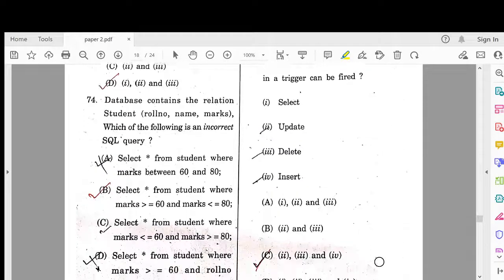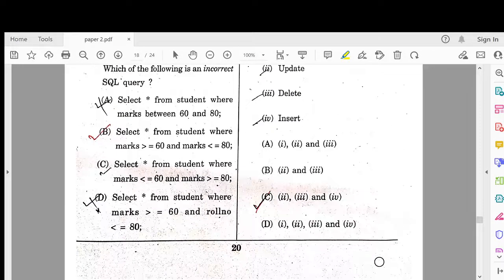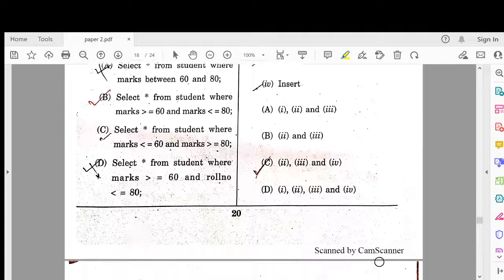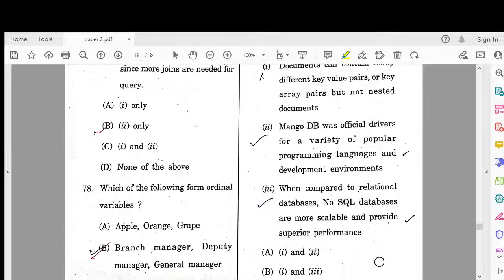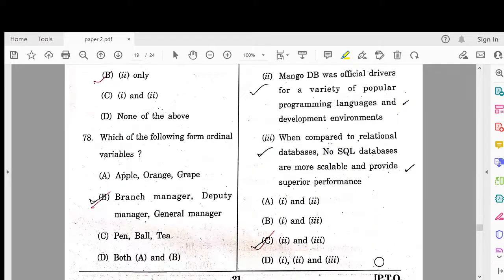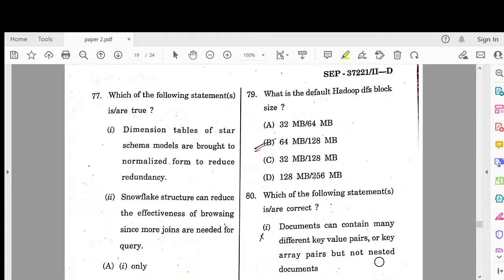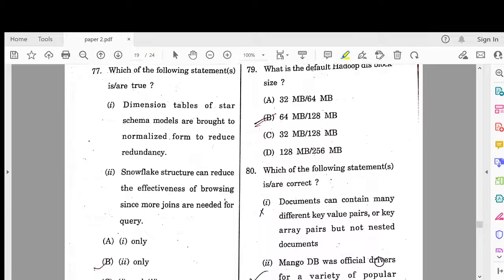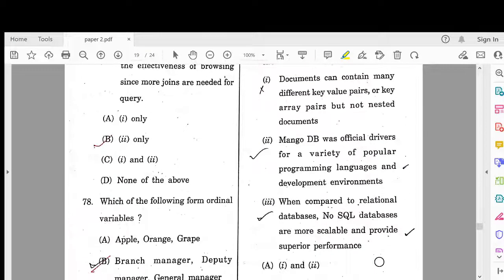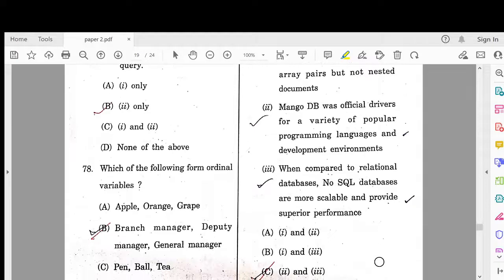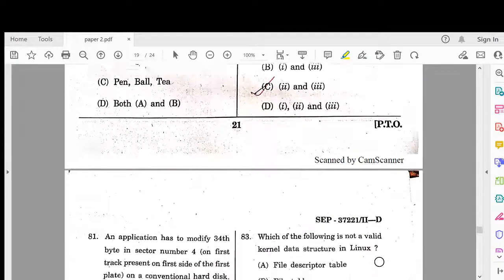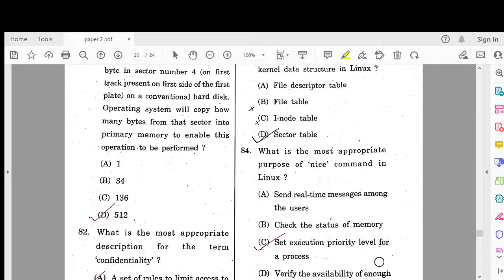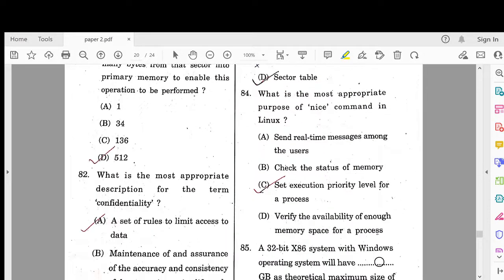can be fired, update, delete, insert. Option C, 2, 3 and 4. Question number 77, option B, 2 only. 78, option B. 79, option B, 64 by 128. 80, MongoDB was official driver and when compared to the relational, the option C is the correct answer. Question number 81, option D, 512, 512.